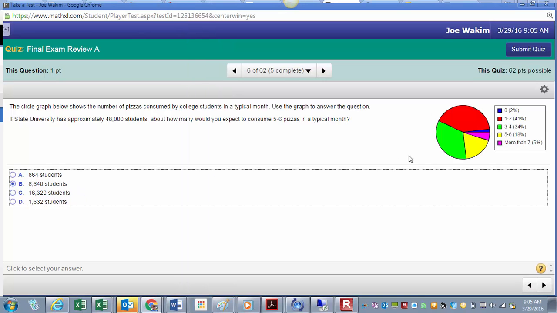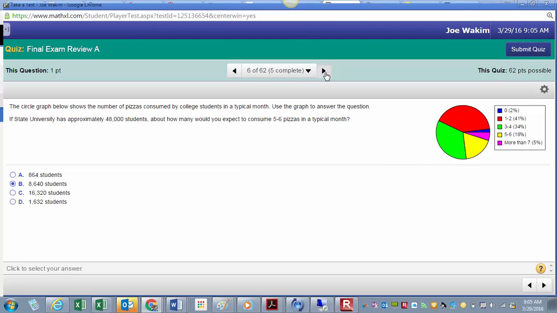And that's coming from the 18%. Remember, we're looking at 5 to 6 pizzas. That's 18% of 48,000. That "of" will change to multiplication. 18% will change to 0.18. So 0.18 times 48,000 students is the answer.